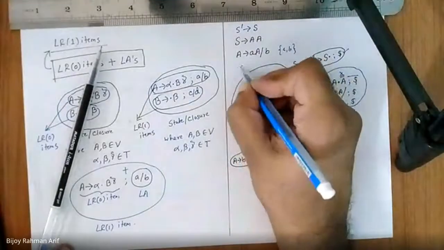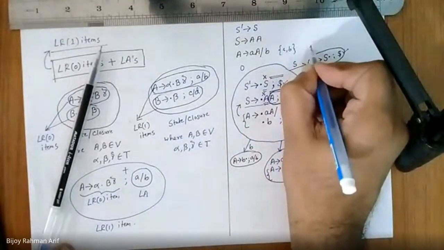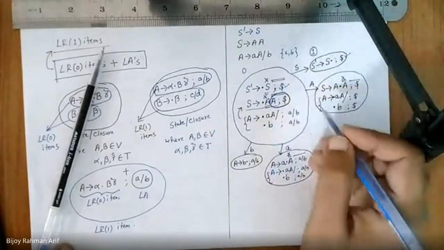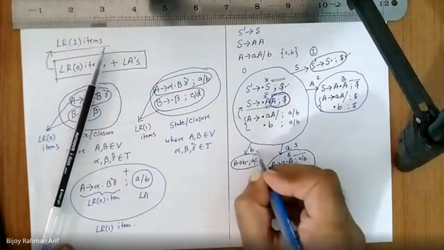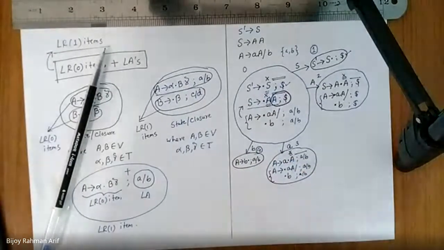Now let's number this 0. This is 1. This is 2. 3. Now let's start again.